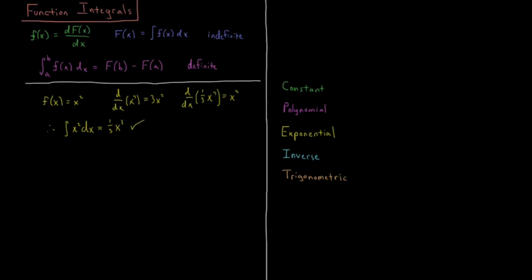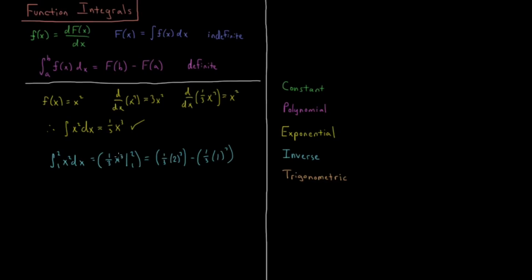So how would we do the definite integral then? Let's say we're integrating x squared from 1 to 2. Well, we would say that our indefinite integral is 1/3 x cubed, and then we are evaluating that from 1 to 2. So what we do here is we substitute in the value 2, and then we subtract that from substituting in the value of 1. So we have 1/3 2 cubed minus 1/3 1 cubed.